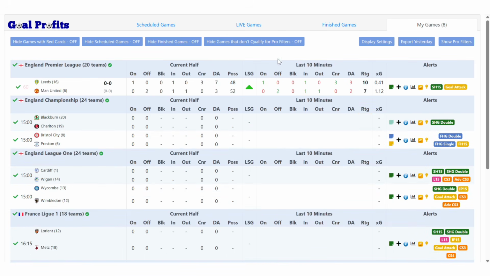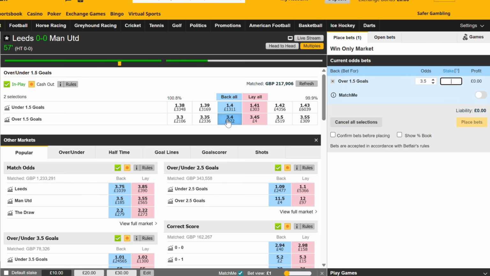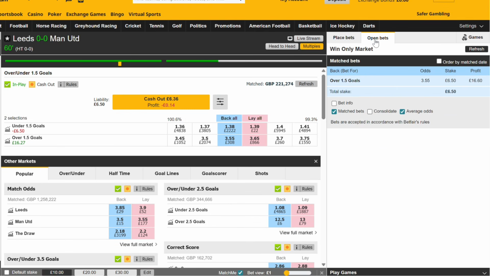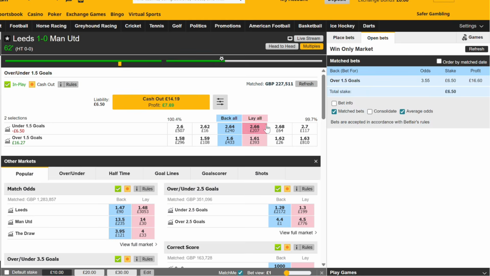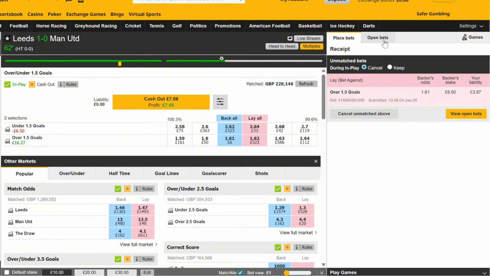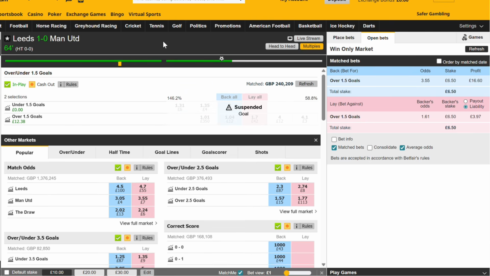I'm going to enter an SH15 trade on the Leeds game by backing over 1.5 goals for 0.5 points. There's been a quick goal, so I'm going to secure scratch. I'm going to let this trade run and hope for another goal, as there's plenty of time left in the game. Another goal already. I didn't have to wait long, so that's 0.95 points profit for me from that trade.